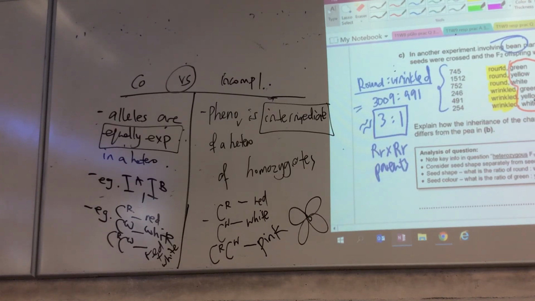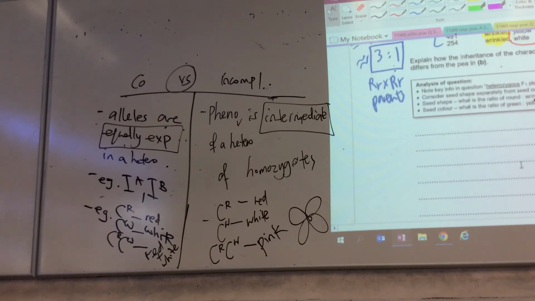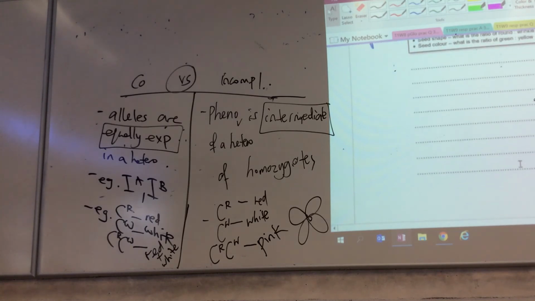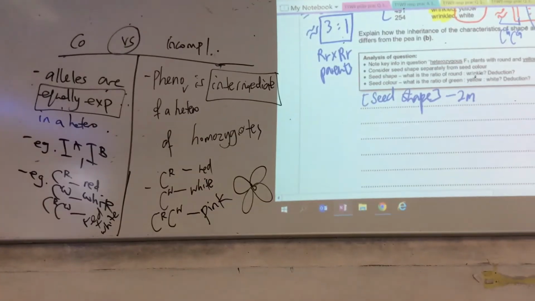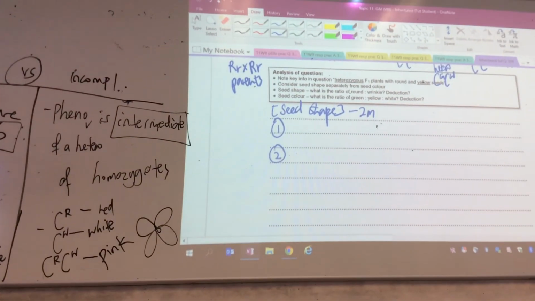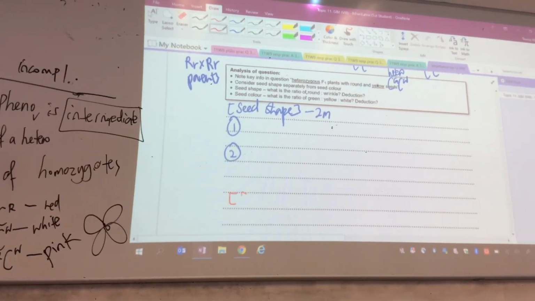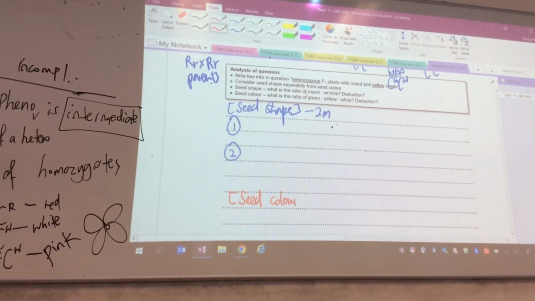How is the inheritance of the characteristics of shape and color of seeds in the bean different from that in the pea? It's 4 marks. How do you separate the marks? Guys, you know this. How to separate 4 marks based on this question? Different characteristics, good. So the seed shape will be 2 marks, and then the seed color will be 2 marks.